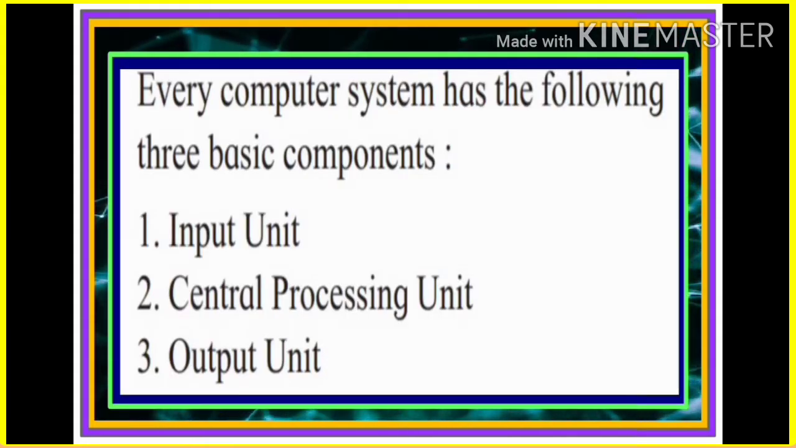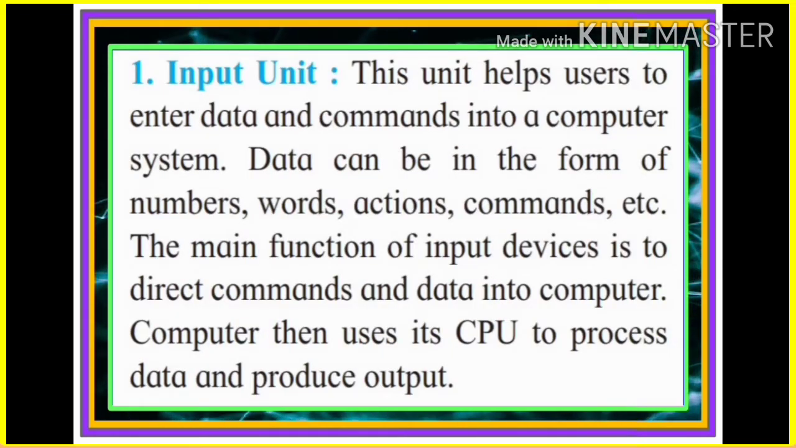Every computer system has the following 3 basic components. First is input unit, second is central processing unit, and third is output unit. All these 3 units are interconnected to each other to perform the 5 major computer operations. Let's see first input unit.